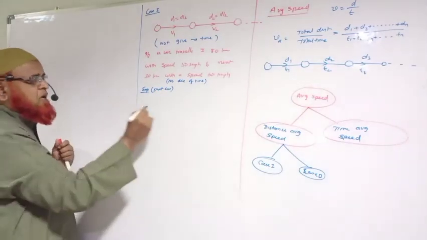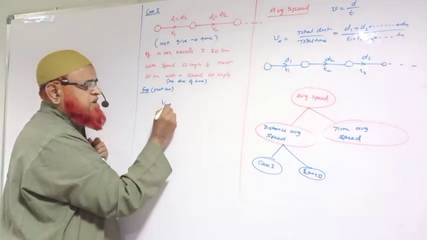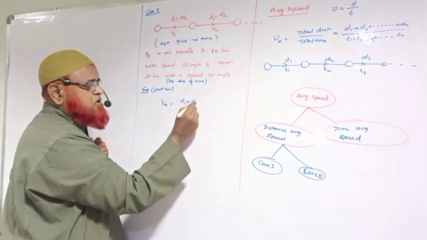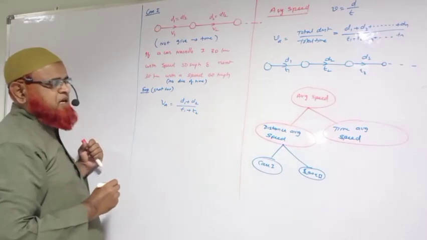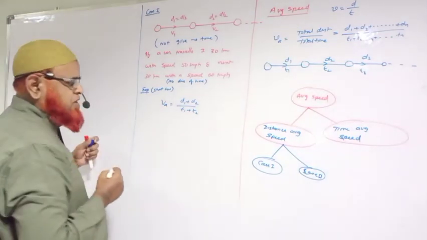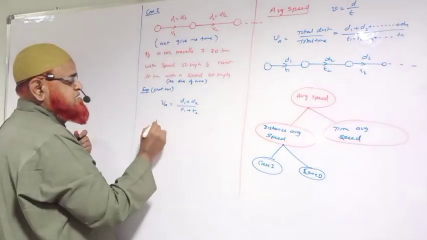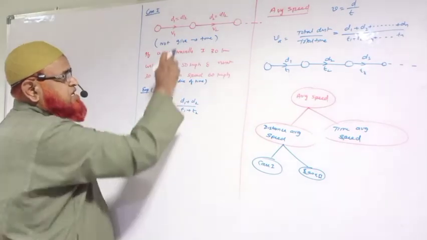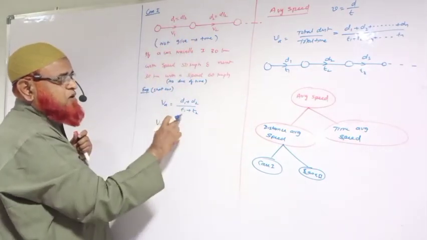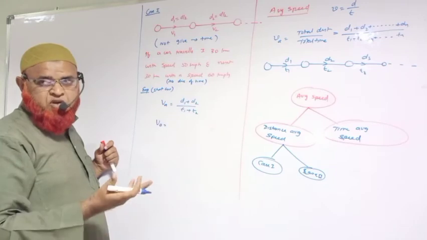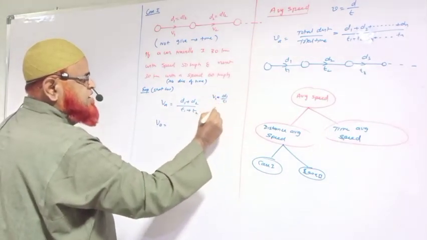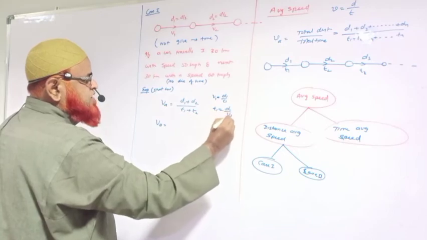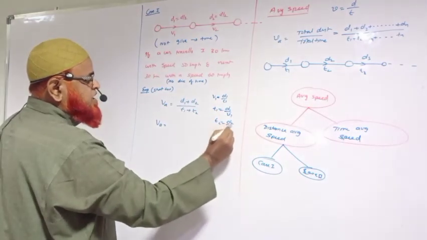Just see here. The general formula is average speed equals total distance by total time. But as there are only two cases, I am taking two distances and two times here. And here there is no discussion of time, so we have to replace the times. How are you going to replace? V1 is equal to D1 by T1, so T1 is equal to D1 by V1, and T2 is equal to D2 by V2.